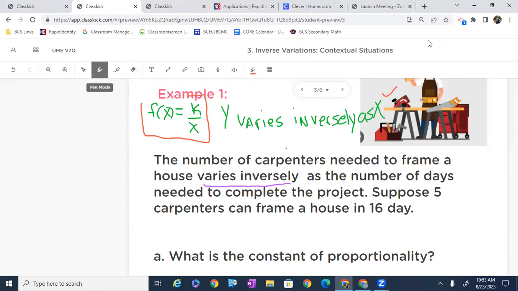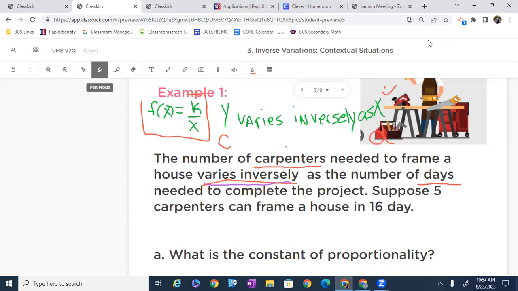The number of carpenters needed to frame a house varies inversely. Notice that it is the carpenters that are going to vary inversely. So I'm going to replace this. I'm going to say y is what our carpenters are going to be. Varies inversely as x. Let's figure out what our x, or our input, is going to be. It says the number of carpenters needed to frame a house varies inversely as the number of days. So our x in the phrasing is going to be the number of days.